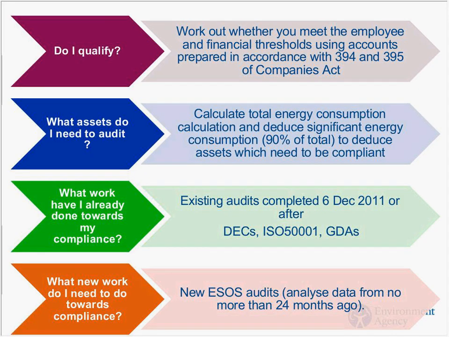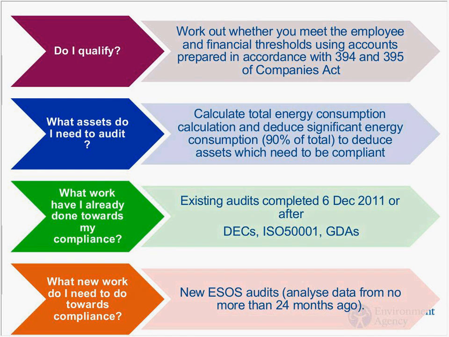So in summary, if you do qualify, then there's obviously a number of actions that you have to take. You'll need to assess which sites and activities you're going to have to make sure are compliant with ESOS. That involves working out your total energy consumption and deducing what 90% of that is, and that 90% you need to ensure has been covered by ESOS audits or alternative routes to compliance.